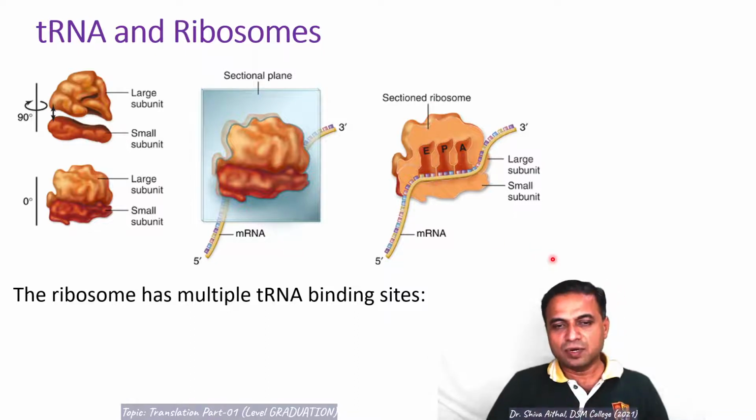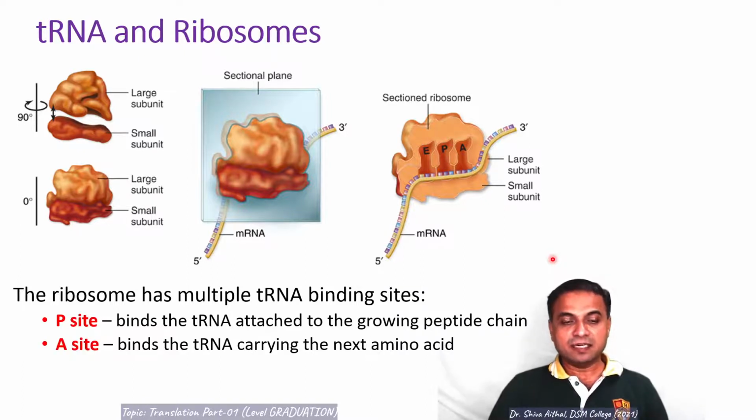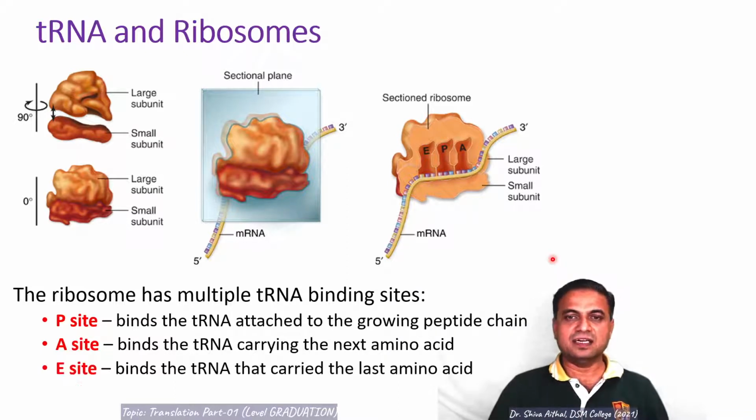Ribosome has multiple tRNA binding sites. P site binds to the tRNA attached to the growing peptide chain. A site binds the tRNA carrying the next amino acid, and E site is an empty site.